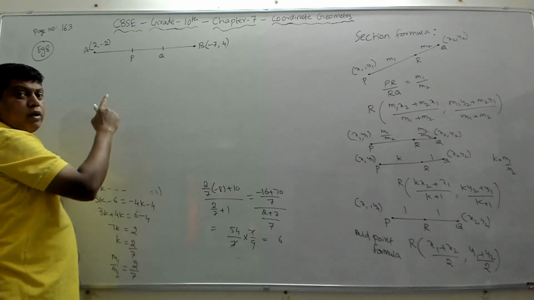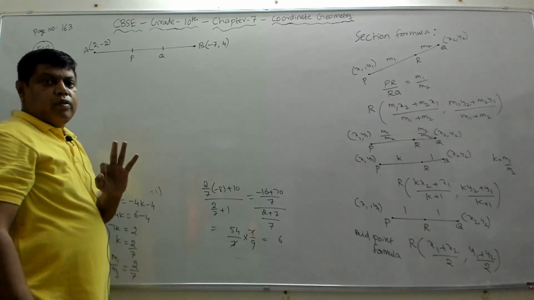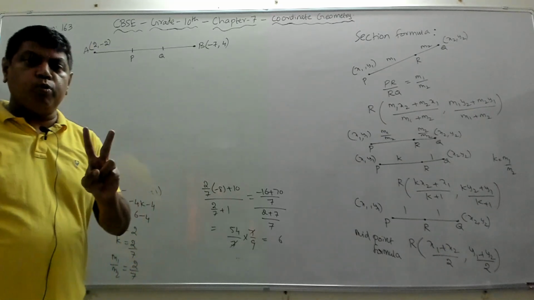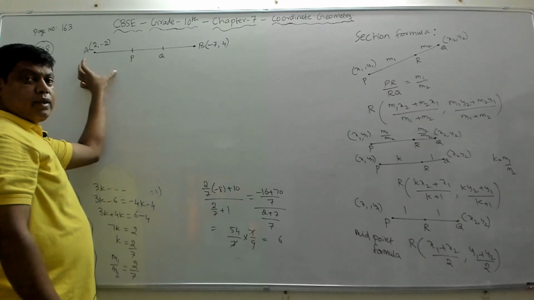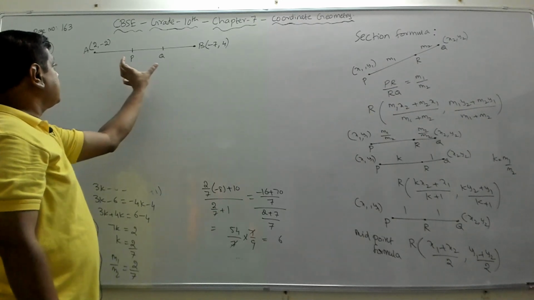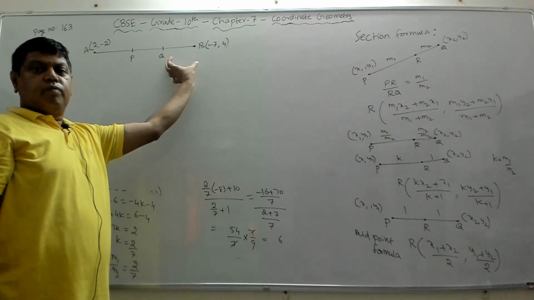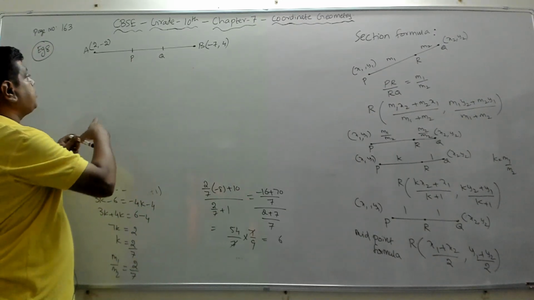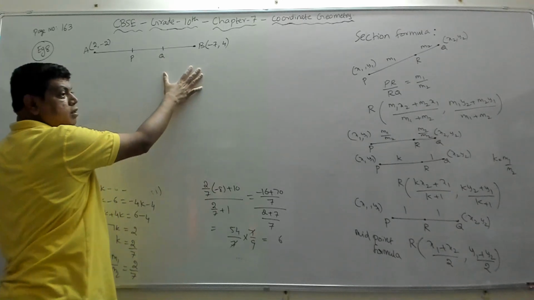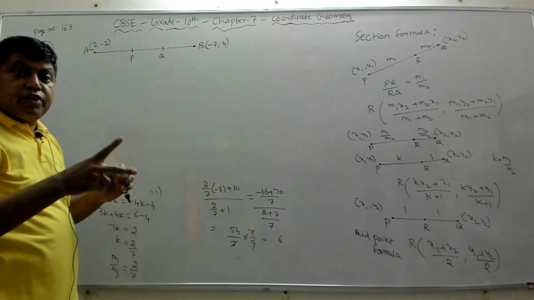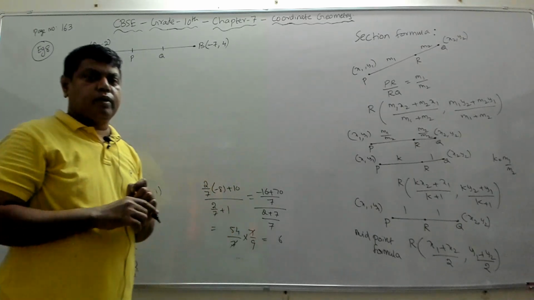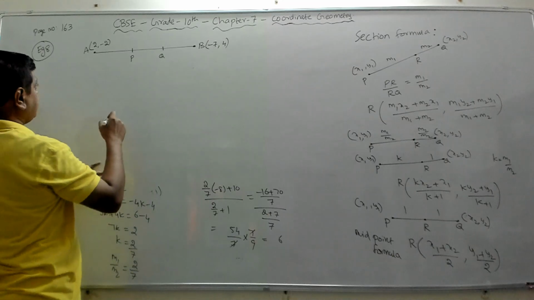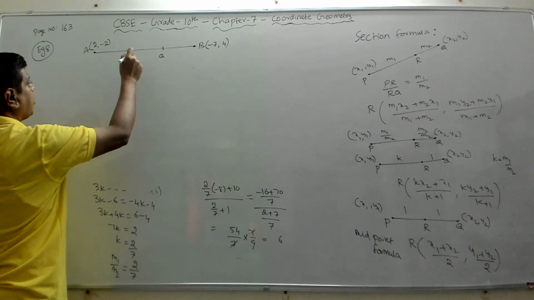These 2 points trisect AB. So we are not finding 3 points. We are finding 2 points, because when you have 2 points on AB, then AB is cut into 3 pieces. AP is one piece, PQ is another piece, QB is another piece. So the line segment AB is trisected. Trisected means 3 equal pieces.